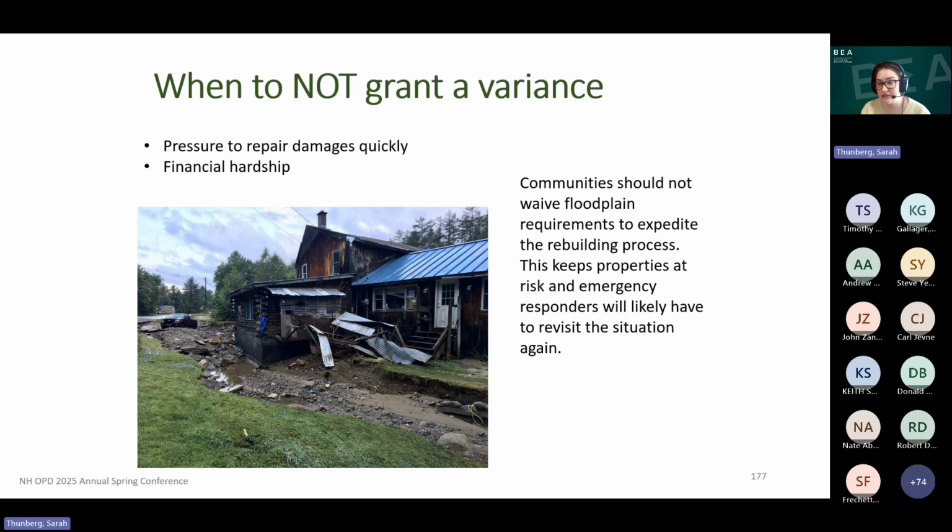It does nothing to decrease the flood risk, and so it's very likely that emergency responders are going to have to revisit this property again, because it will likely flood again. If it's flooded once, it's probably going to happen again. And if nothing has been done to mitigate the structure, people are going to stay at risk. So yeah, to waive a substantial damage determination is not a good reason to grant a variance.